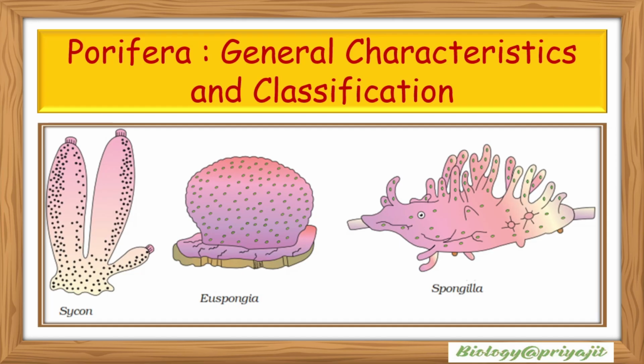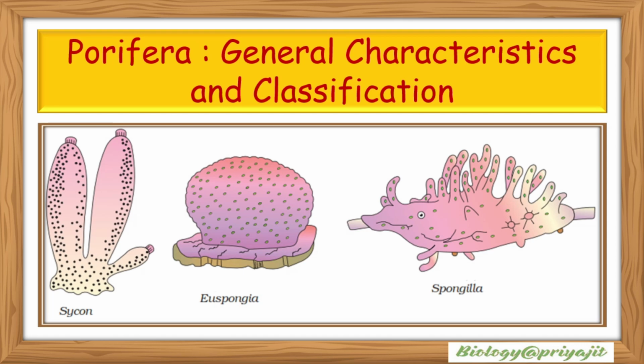The classification of Porifera includes three classes: Calcarea, which are made up of calcareous spicules, like Sycon; Hexactinellida or Hyalospongiae, which are also known as glass sponges, such as Euplectella; and Demospongiae, which is the largest group of poriferans or sponges. They have spongin fiber or silica. Their examples include Spongilla or Spongia.